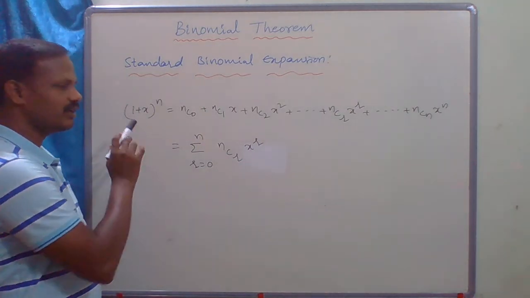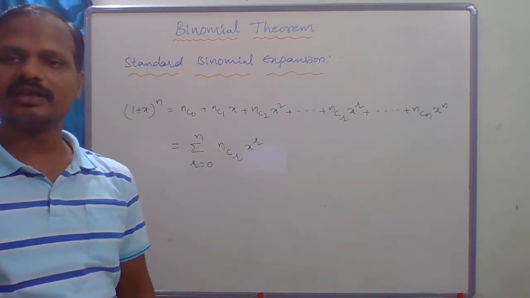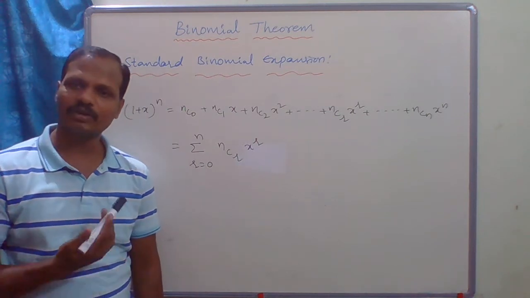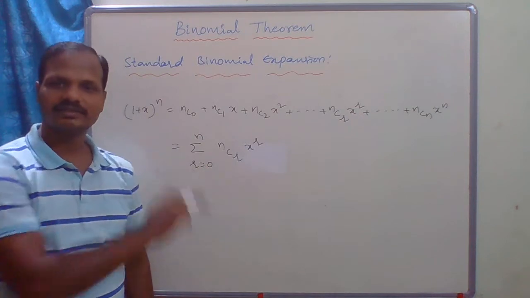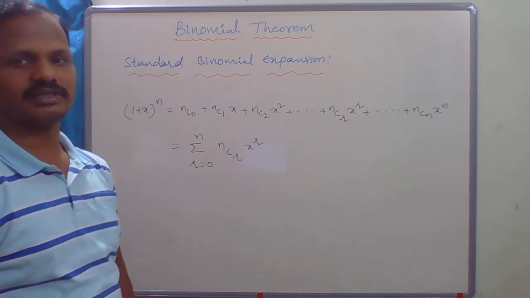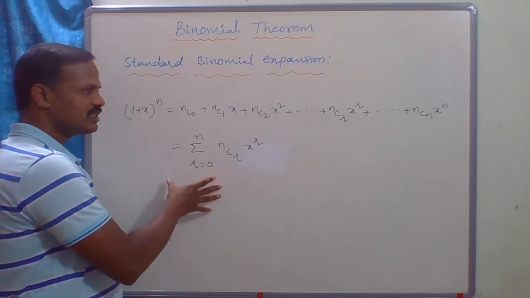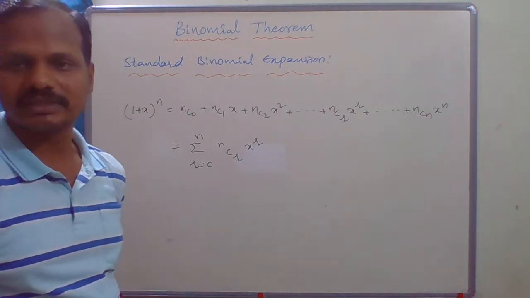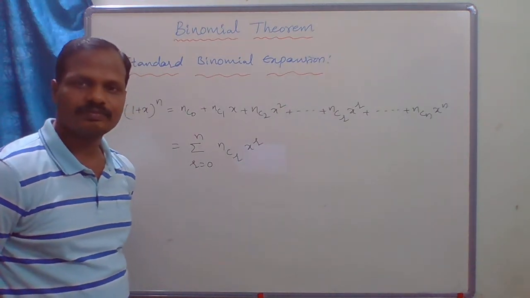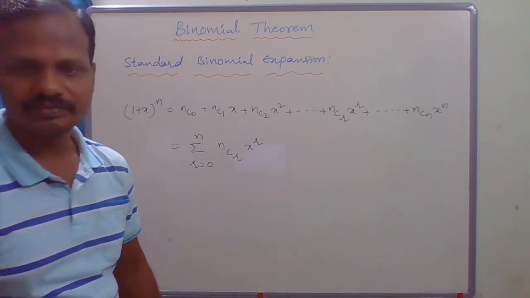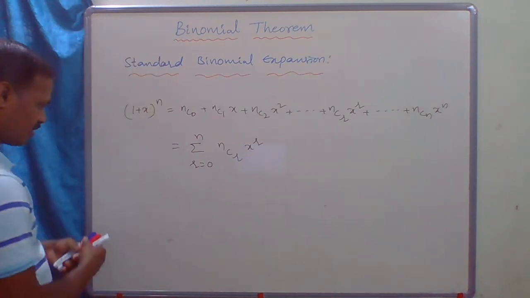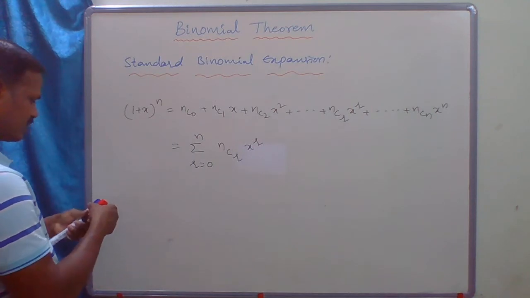Here in the general binomial expansion, we have to consider x equal to 1 and y equal to x. Then it is the standard binomial expansion. Now by using this standard binomial expansion, we can derive some useful results. Okay, fine. Now, so observe.